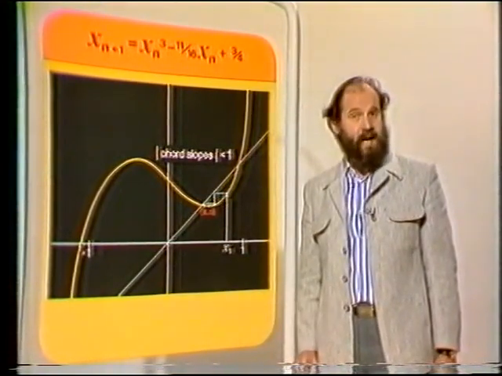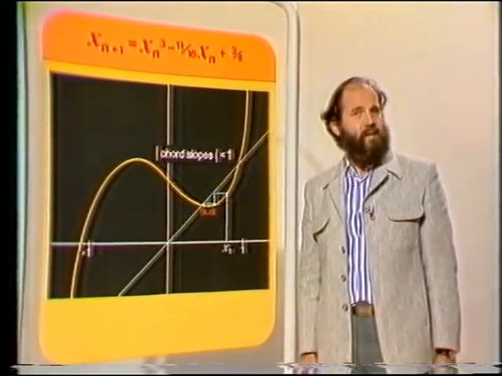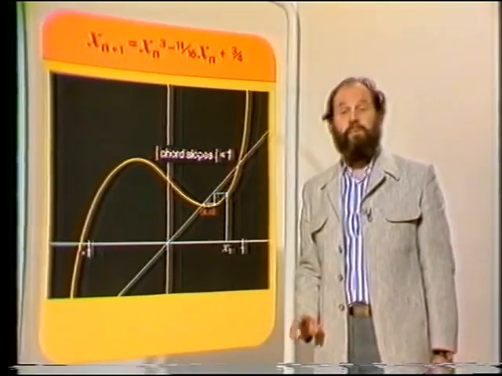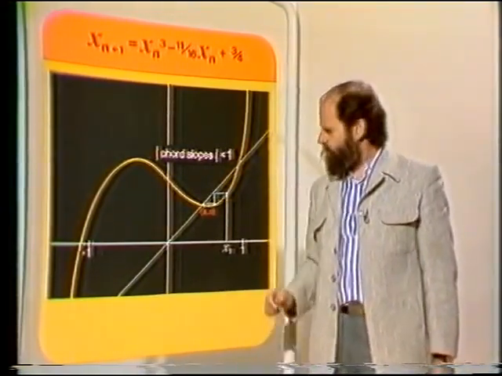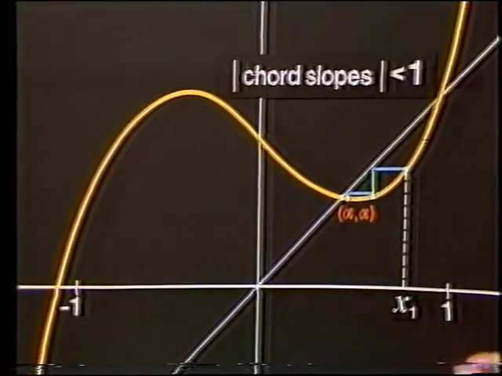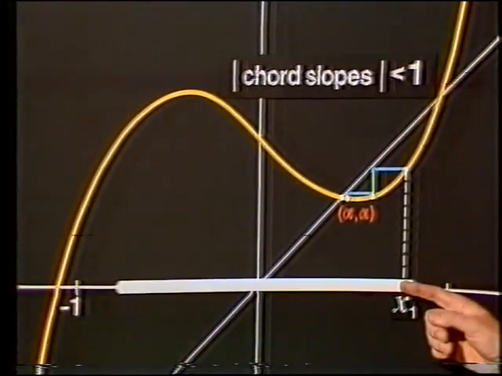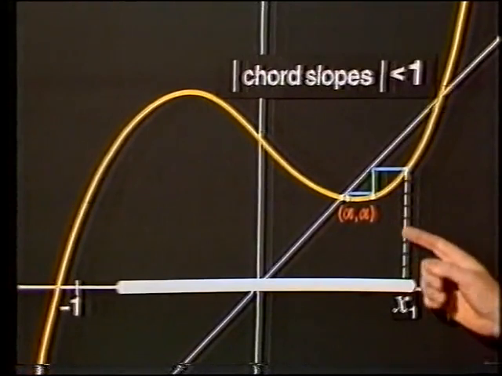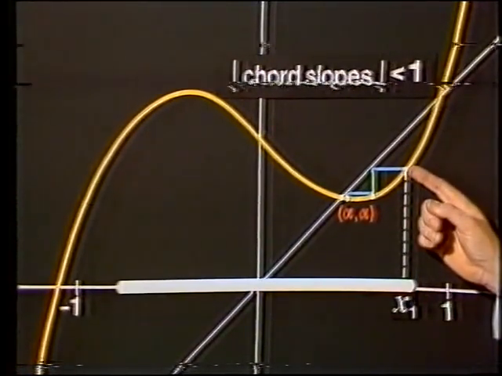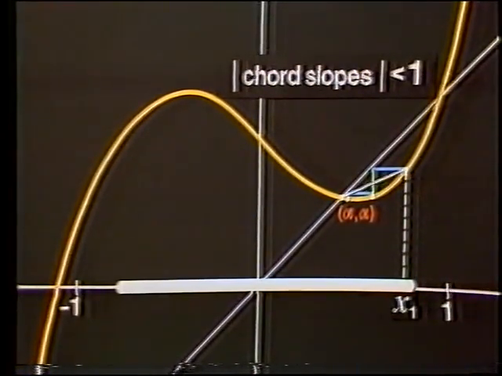But there's just one snag. We don't know where alpha is exactly. That's the number that we want to find. And also, though we know x1, we can't predict in advance where x2, x3 and so on might be. What we need is to find some interval along the x-axis which contains alpha, so that when we choose any other point in that interval and we go up to the curve, then the chord joining that point to alpha alpha has slope with modulus less than 1.